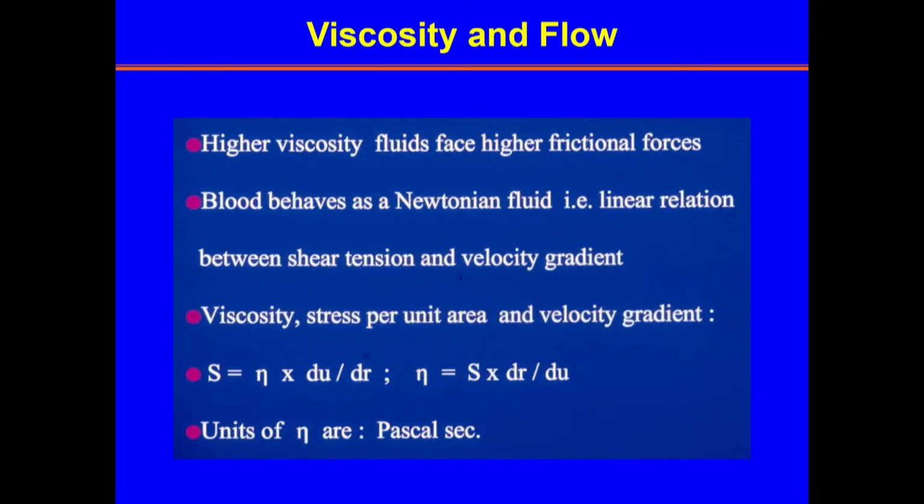Similar to solid objects, where we talk about friction, here there is also some resistance to flow, and it is expressed using viscosity. A fluid that has a higher viscosity is offering higher frictional forces. Frequently, blood is described as a Newtonian fluid. What does that mean? It means that there is a linear relation between shear tension and velocity gradient.